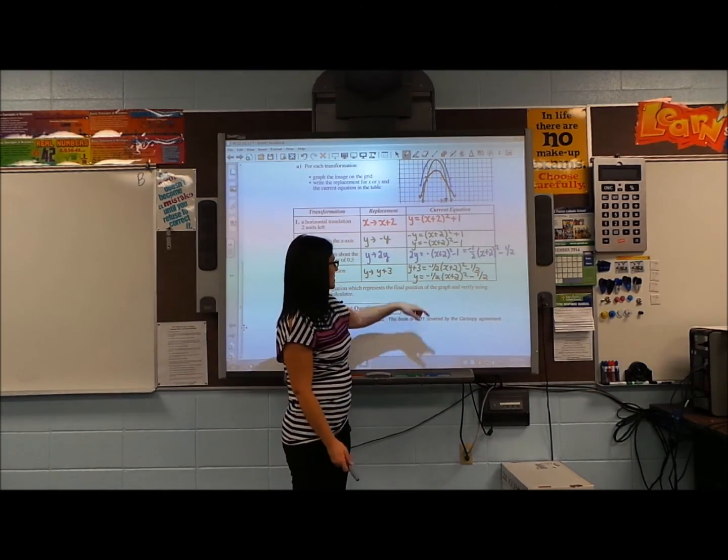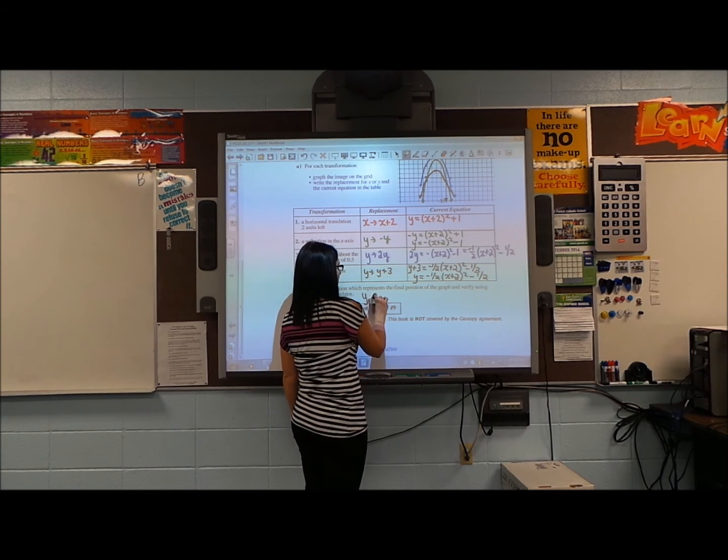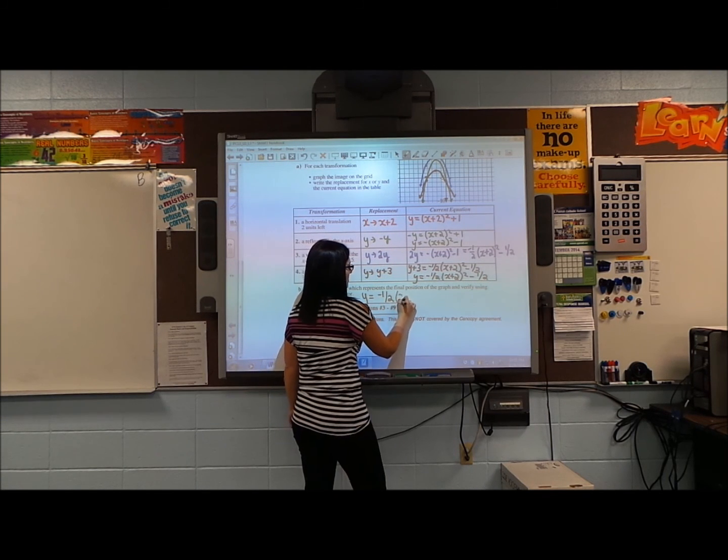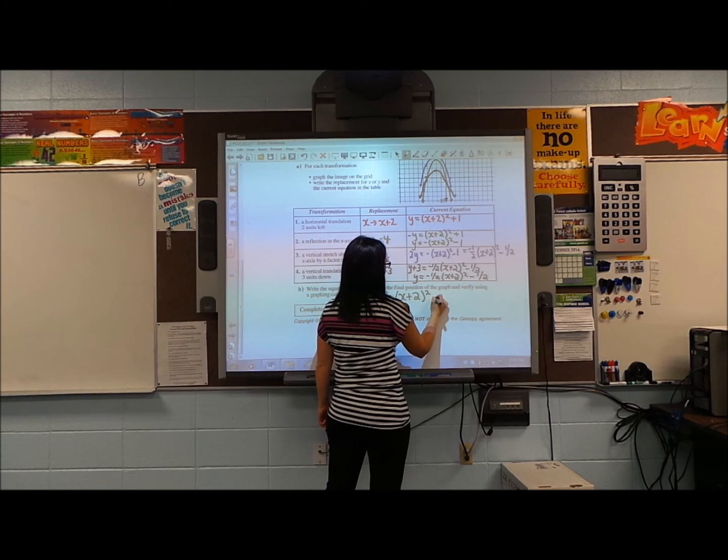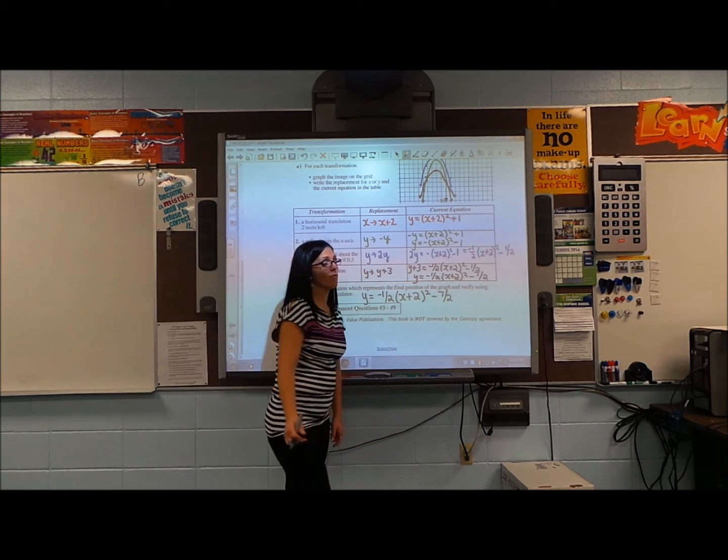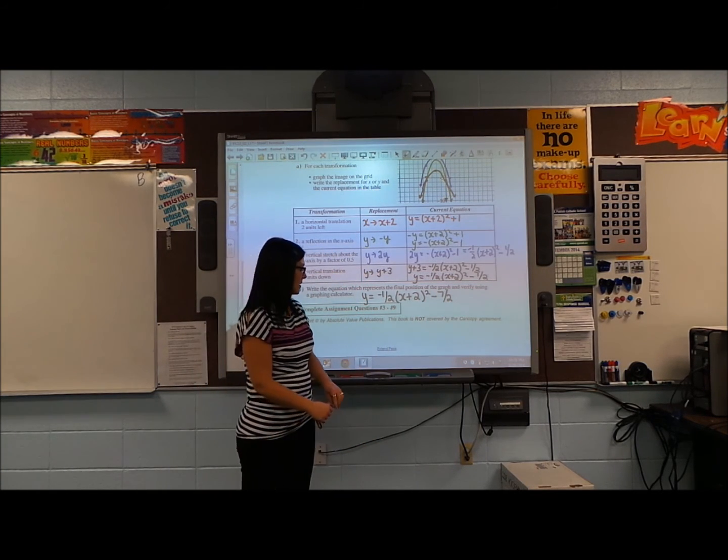Write the equation which represents the final position of the graph. And then I can verify it by putting it into the graphing calculator.